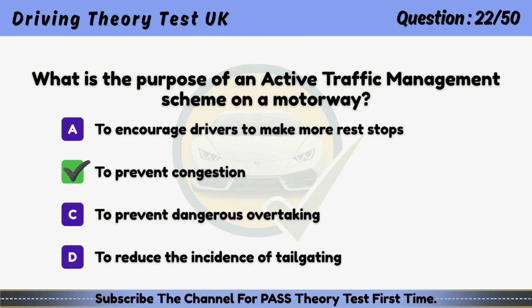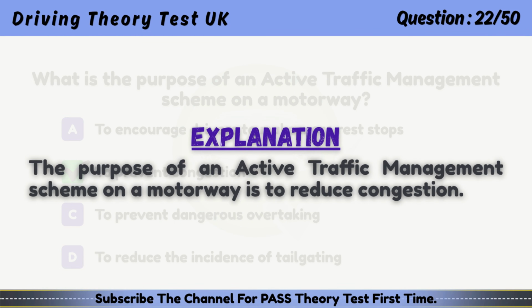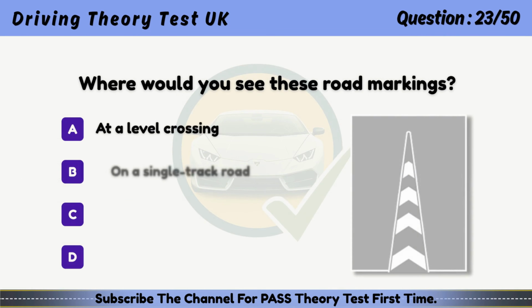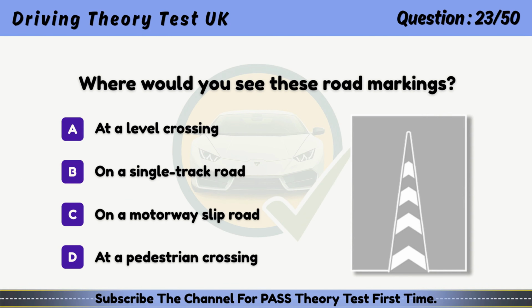Answer is B. To prevent congestion. The purpose of an active traffic management scheme on a motorway is to reduce congestion. Question 23. Where would you see these road markings? Option A. At a level crossing. B. On a single track road. C. On a motorway slip road. D. At a pedestrian crossing.